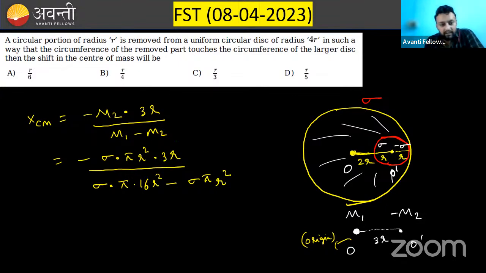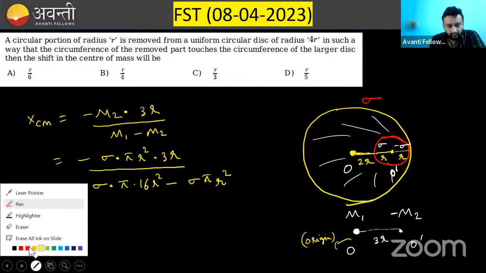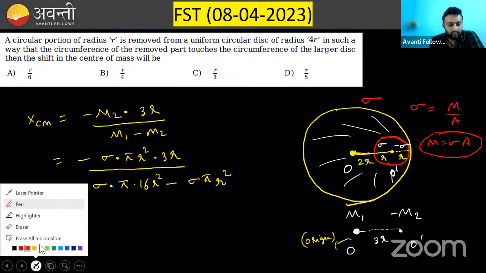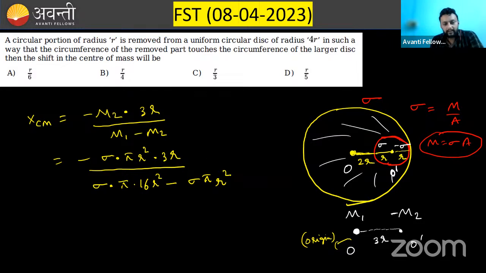This thing I think will be difficult for you to write down, the masses. What is the standard formula? Sigma is equal to mass per unit area. So mass will be sigma into area. This is the formula that I have used. Sigma is the mass density, A is the area. Now solve it again.